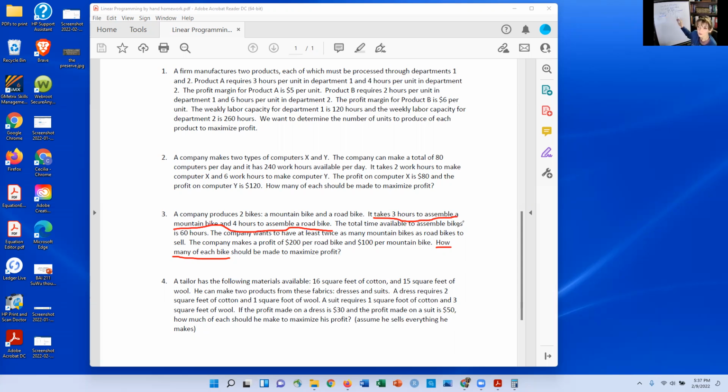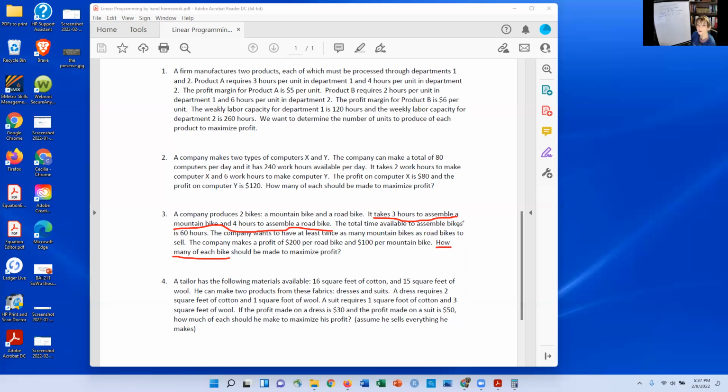In that first row of data, under the X, what number do we put? 3, that's right. And what do we put under the Y? 4. And then what's the constraint? It has to be less than or equal to 60. Yeah, less than or equal to 60. Great. You guys see how it's starting to be the same pattern a little bit?